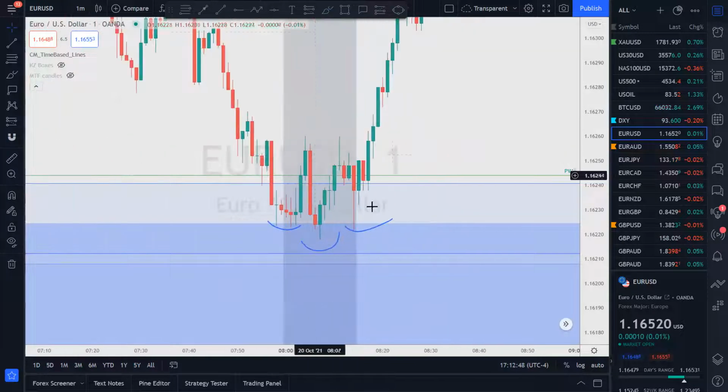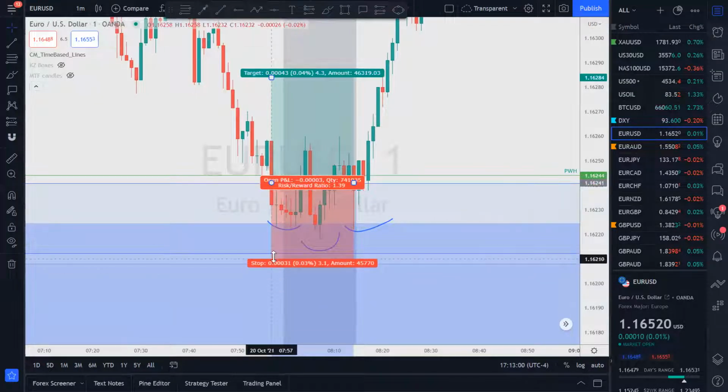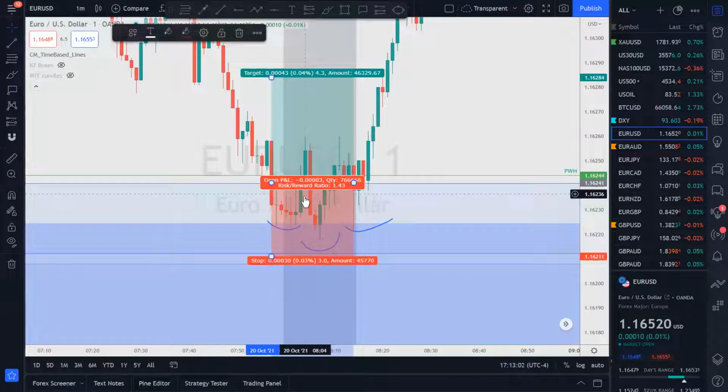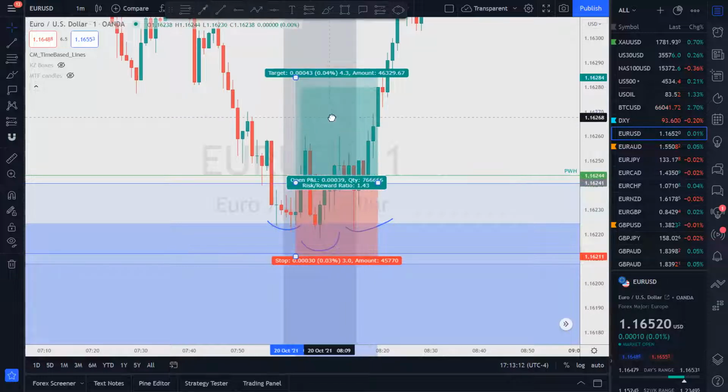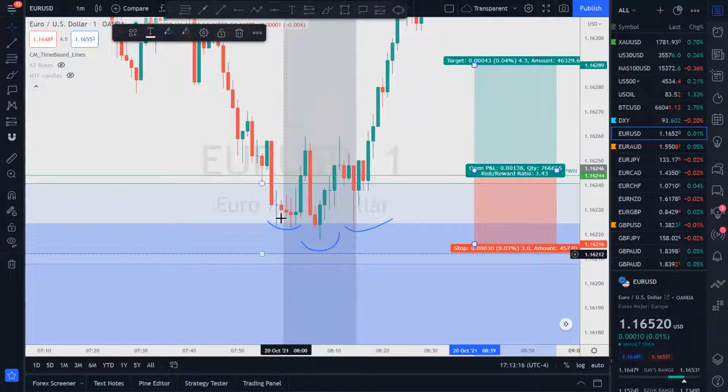Once price comes to your POI, you could actually set your entry and your stop loss below the order block in which you enter. You can set a pending order over here. That's a little aggressive for me. I like to get my confirmations.